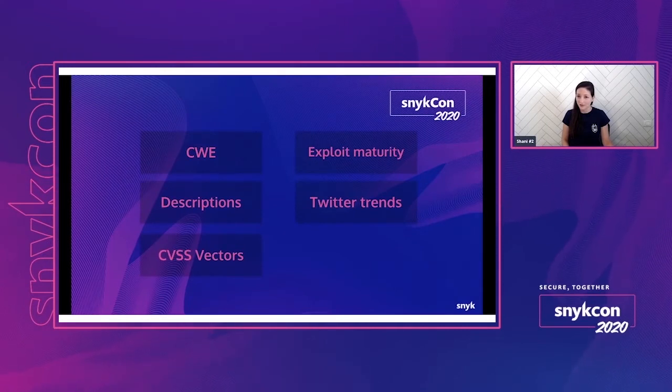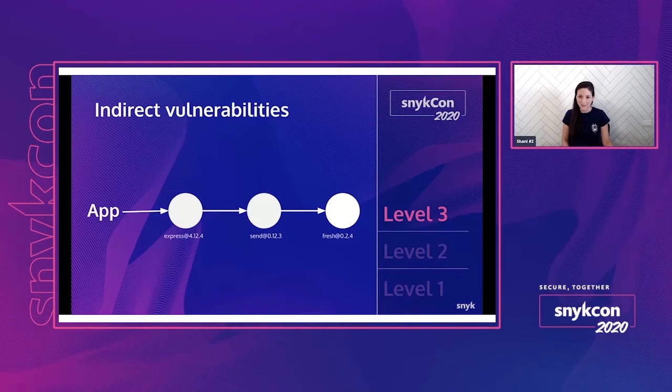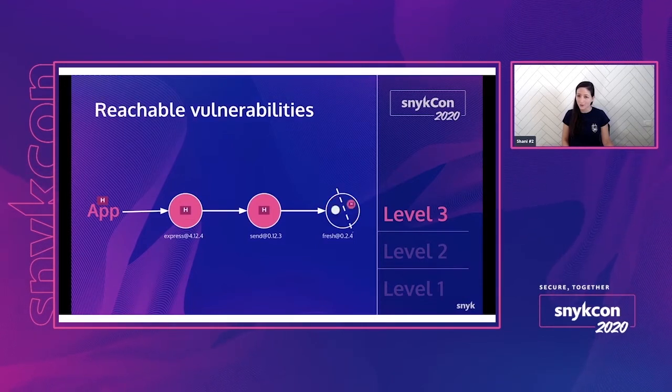So we've discussed CWEs, descriptions, CVSS vectors, exploit maturity, and Twitter trends. Now it's time to go back to the basics and reevaluate what we know about accuracy. This one gets a little technical, so bear with me. Say we have an app that uses a package named Express. That package brings with it additional dependencies. And say one of those indirect dependencies is vulnerable. Normally, we'd say the application is vulnerable too. But what if the vulnerable method is never called?